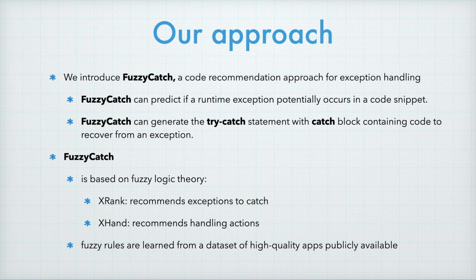In this paper, we introduce FuzzyCatch, a code recommendation approach for exception handling. FuzzyCatch can predict if a runtime exception potentially occurs in a code snippet. FuzzyCatch can generate the try-catch statement with the catch block containing code to recover from an exception. FuzzyCatch is based on fuzzy logic theory. It includes two models: X-rank, a model to recommend exceptions to catch; X-hand, a model to recommend handling actions. Fuzzy rules for X-rank and X-hand are learned from a dataset of high quality, publicly available apps.